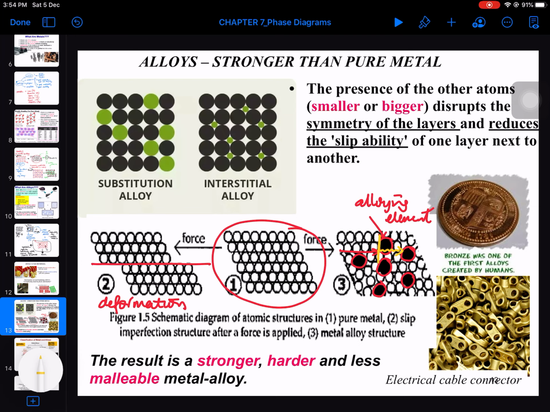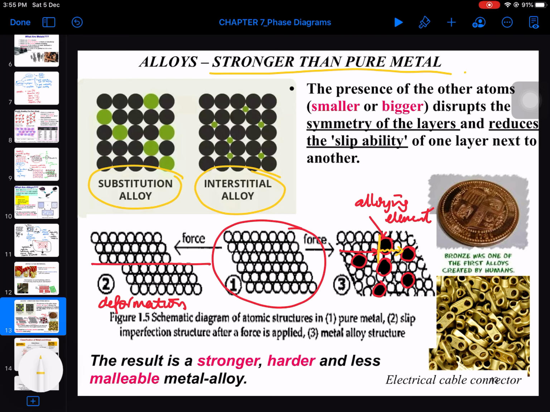So it will still improve, let's say, the strength of the materials, even though it cannot stop the deformation from occurring completely, but it can slow it down. That's the purpose of the alloying element. That's why it says here that alloys are stronger than pure metals. Alloys in pure metal can either be substitutional, or it can also be an interstitial alloy.